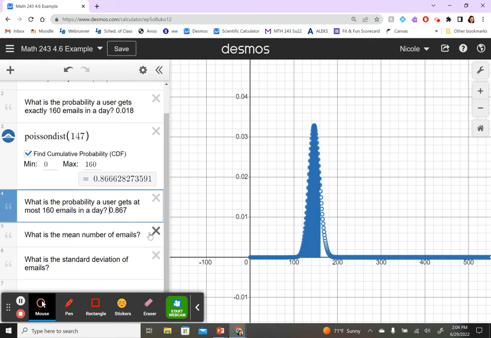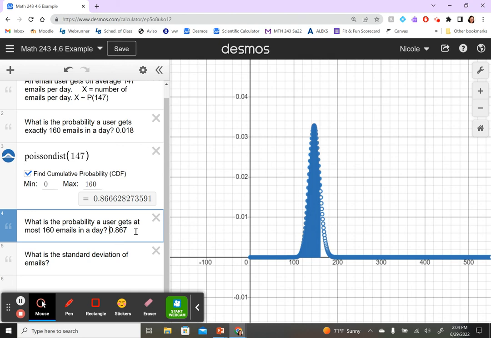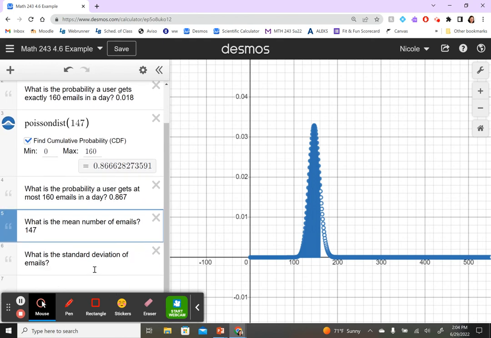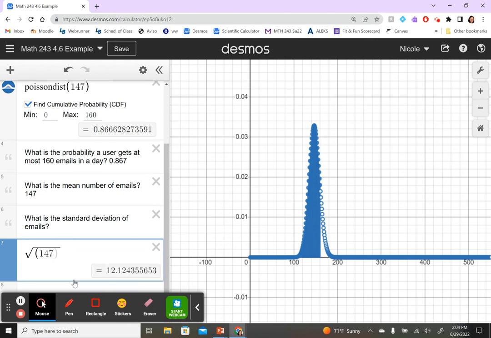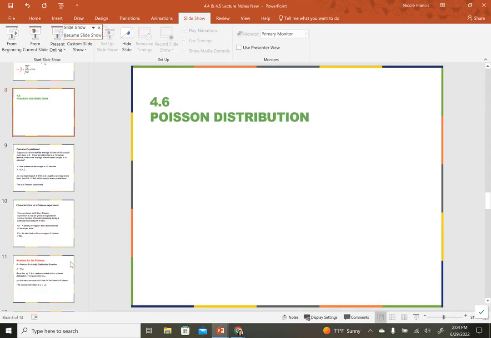What is the average number of emails? Well, we already figured that out, right? They told us it's 147, so that's going to be the answer for this one. And what is the standard deviation of the number of emails? Well, that's going to be equal to the square root of 147. I'm just going to use this calculator right now, and that's 12.12. So that's how you use Desmos to answer questions about the Poisson distribution.